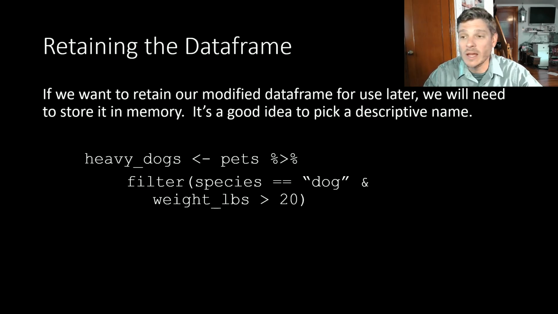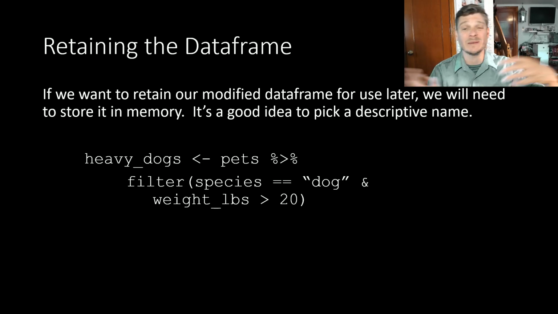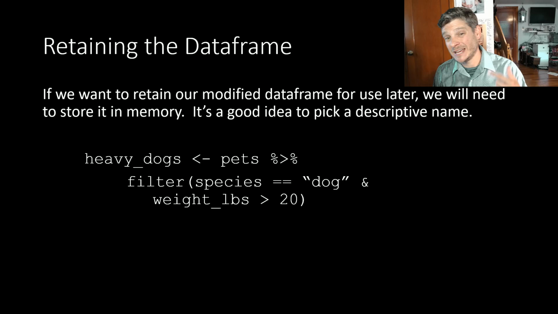Now, if I want to retain that modified data frame for later use, if I do end up maybe making a graphic out of it, I do want to save it and store it into memory. So again, it's a good idea to make sure you pick a descriptive name for your data frames that you're saving, and a descriptive name actually for any variable that you want to save. Pick a nice descriptive identifier for it. So in this case, I want to save my new data frame as heavy dogs.